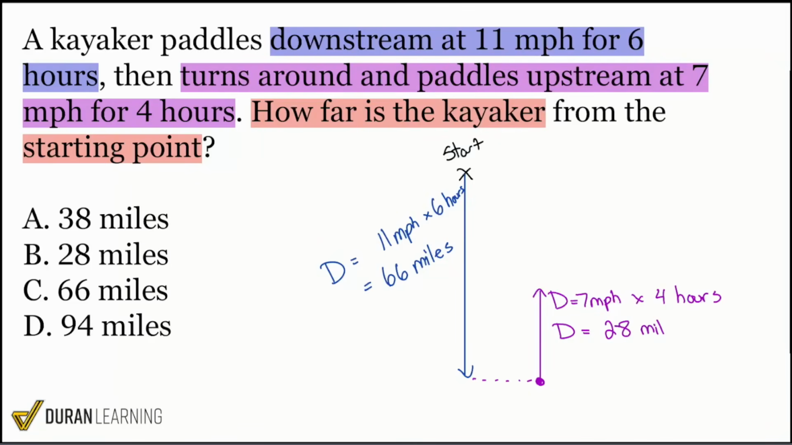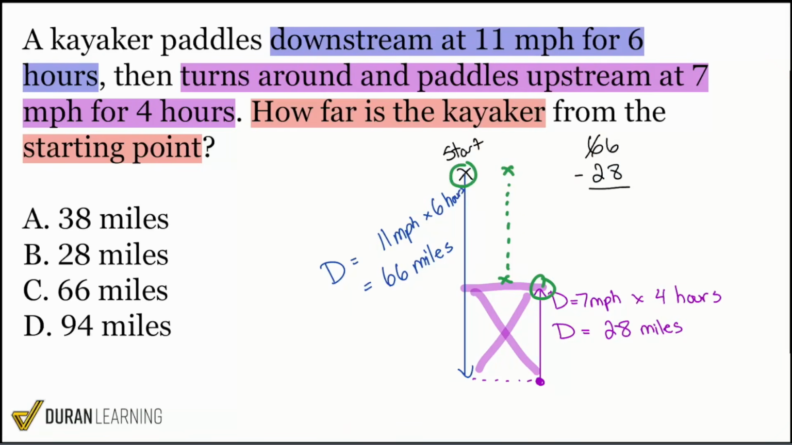Sounds good. So as long as we understood that if we're trying to see how far we are from the starting point, and we went downstream and then upstream, if you understood that part of the story, you might also understand that taking the 66 miles that we went downstream and subtracting the distance that we came back upstream for will give us how far we are from the starting point, from here to here. That's what we're trying to find. From where we start to where we end, that's the distance we're trying to find. And that's going to be found by doing 66 minus 28.